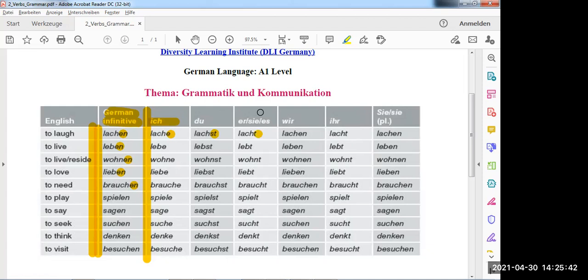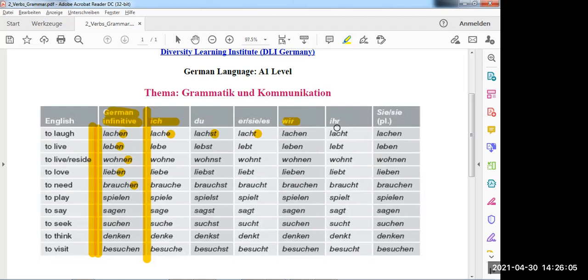All the end, lacht. He's laughing. Er lacht. She's laughing. Sie lacht. Maybe a dog is laughing. It is laughing. Es lacht. We are laughing. Wir. We are laughing. Wir lachen.